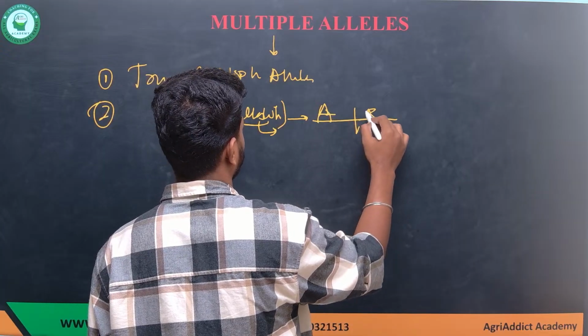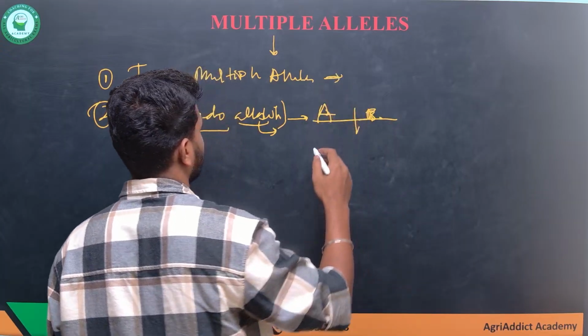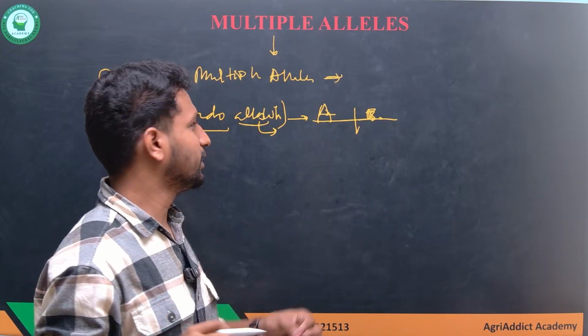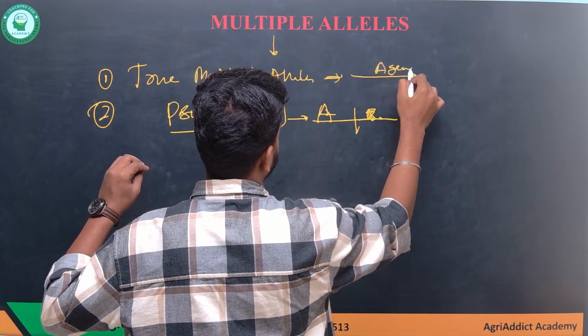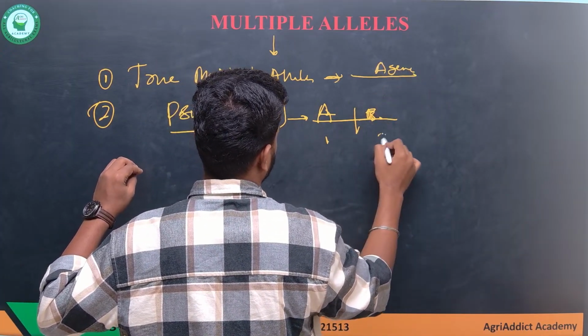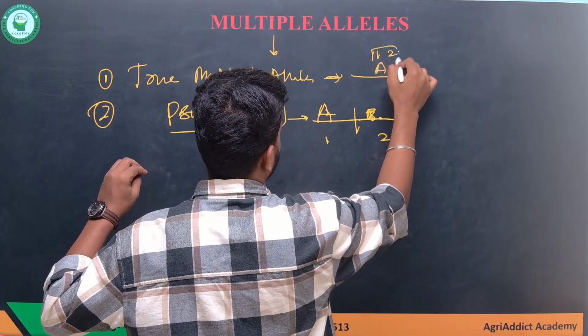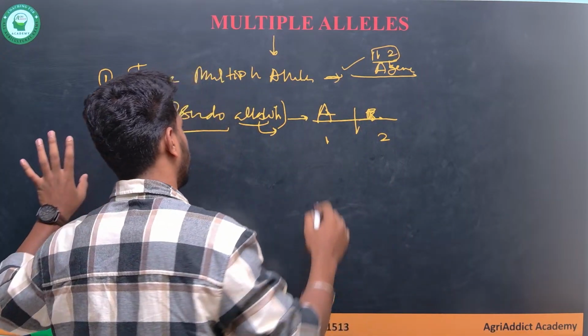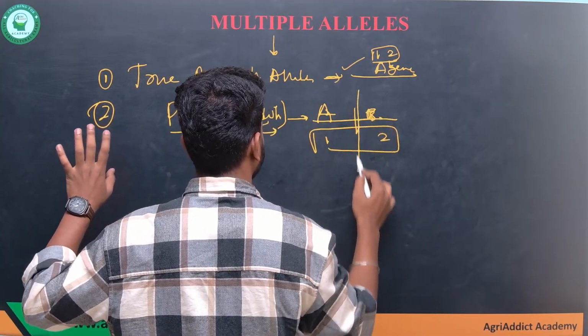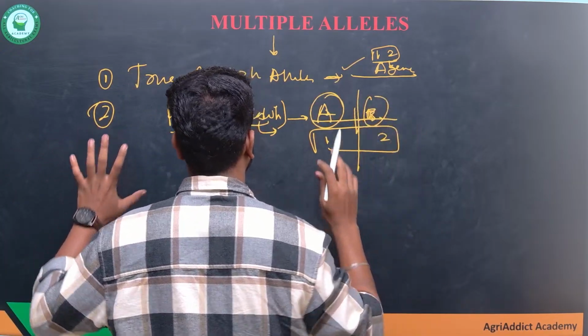One can be of A, one can be of B. But when I give you two alleles and say that they are true multiple alleles, that means both of them belong to a single gene. Let's assume them as 1 and 2. In the first case they belong to the same gene, that means they are true multiple alleles. But if I say that 1 and 2 are pseudo alleles, that means one belongs to one gene and the other belongs to another gene.